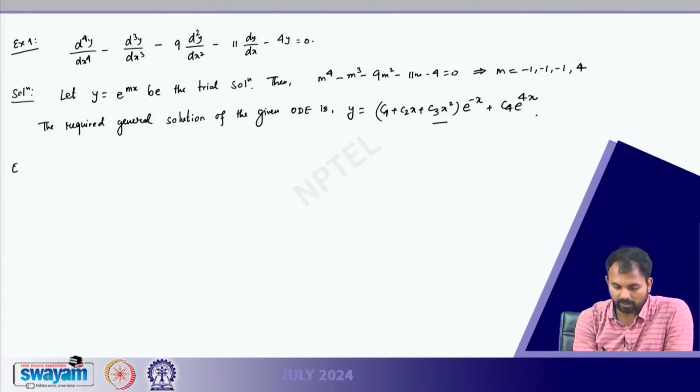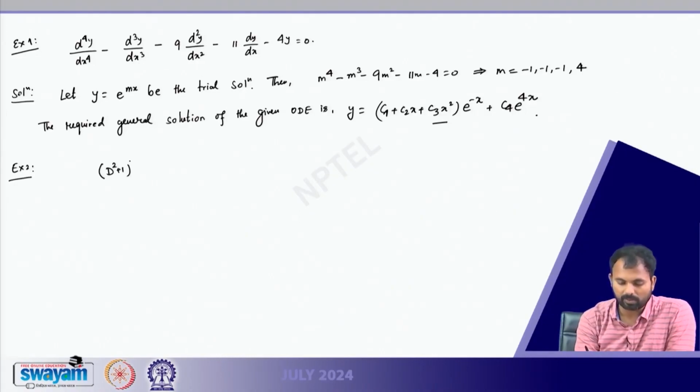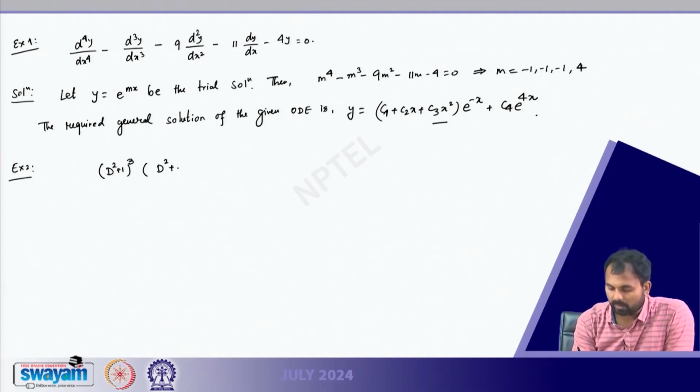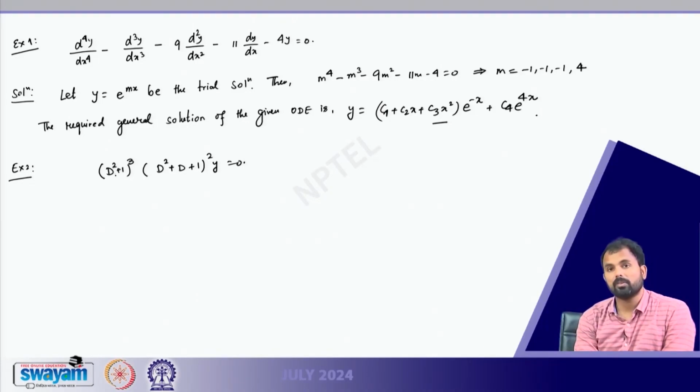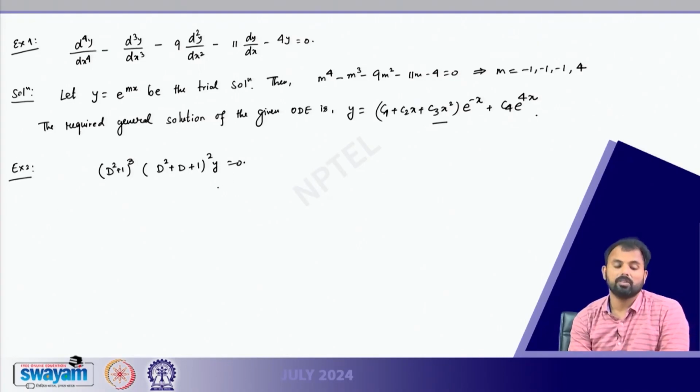It can also be of this type. Example 2: let us say we know that it is (D square plus 1) whole cube, and then (D square plus D plus 1) whole square equals 0. That means here you will have D to the power 6, and here D to the power 4, so at least D to the power 10. So it is an ordinary differential equation of order 10. There will be 10 independent solutions for this equation, and we can write them down like this.